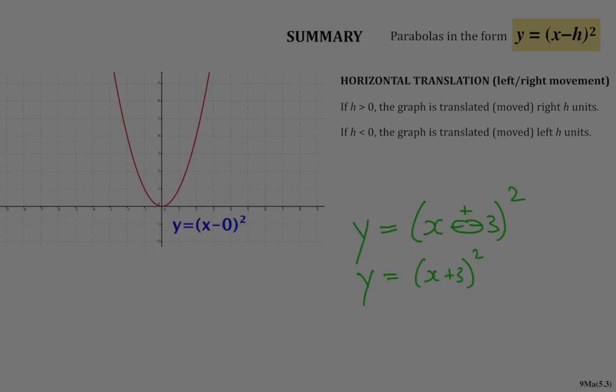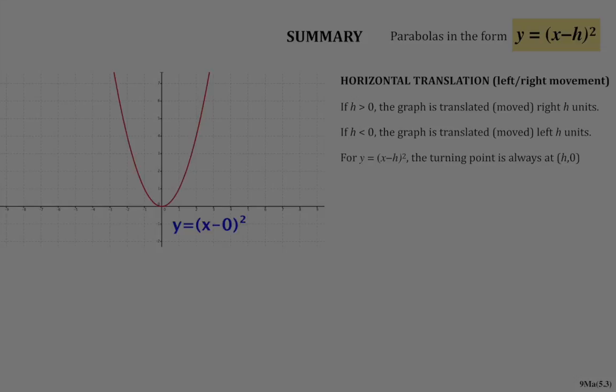If I see that, I look at the plus 3 and I know that because of the brackets, it's moved left or right. Because of the plus 3, it's moved left 3 when I compare it to y equals x squared. If I had y equals (x plus 15) squared, that would be the same as y equals x squared, but moved left 15. So the brackets control left or right movement. It's a bit trickier because of the plus or the minus.